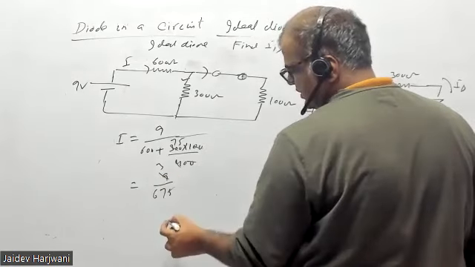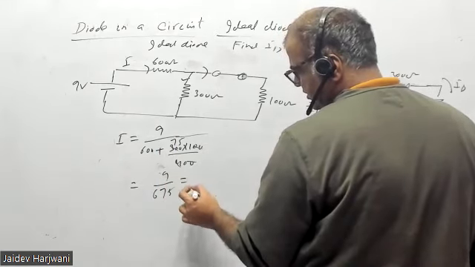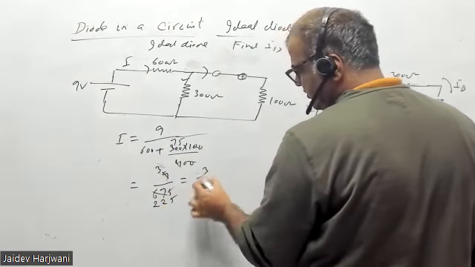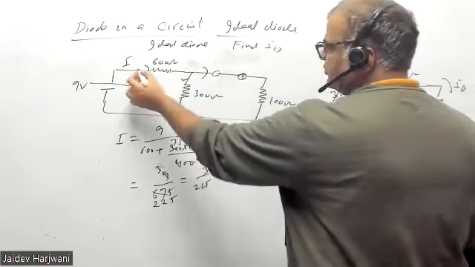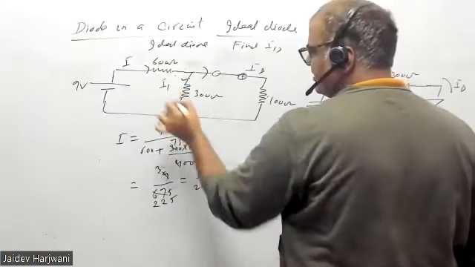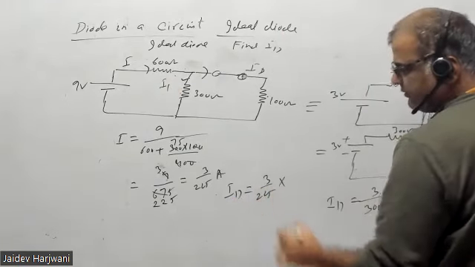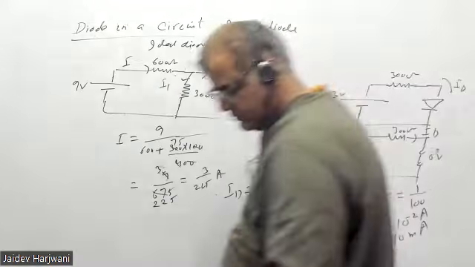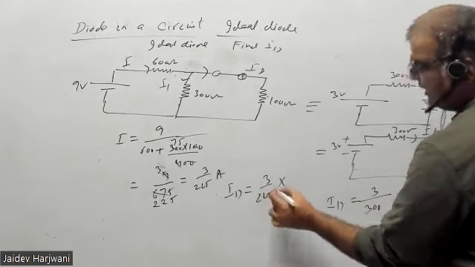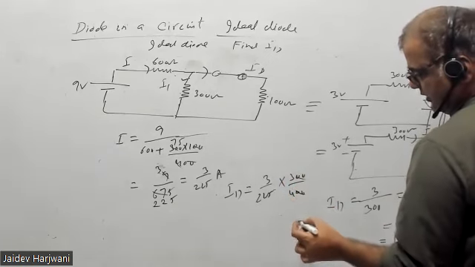If you divide by 3, how much will it be? 3 upon 225 ampere. This total current comes here, or this current will divide here and here. Say this is ID, this is I1. You want ID, so the total current 3 upon 225 into 300 upon 400, current division. Okay, so how much will come?